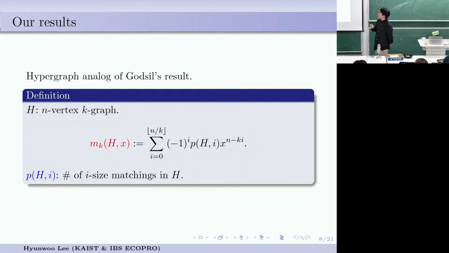To state our result, we will define the k-graph analog of the matching polynomial. Let H be an n-vertex k-graph. Then we define m_k(H, x) as this expression, where it is still the alternating signed sum, where each p(H, i) is the number of i-size matchings in H, times x to the n minus k i.